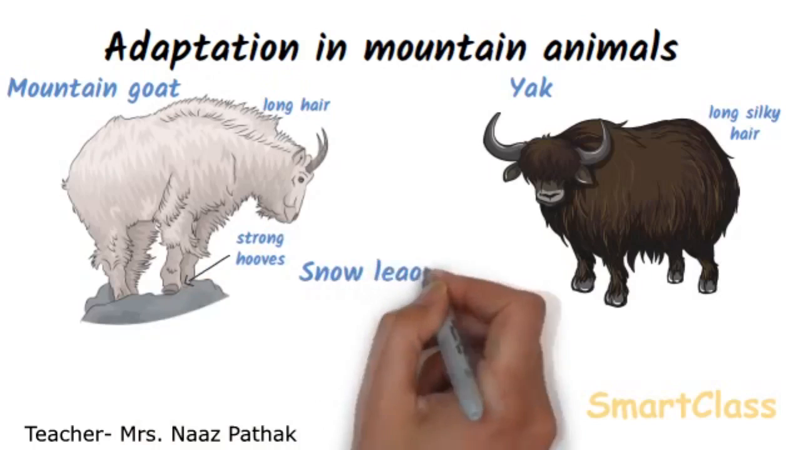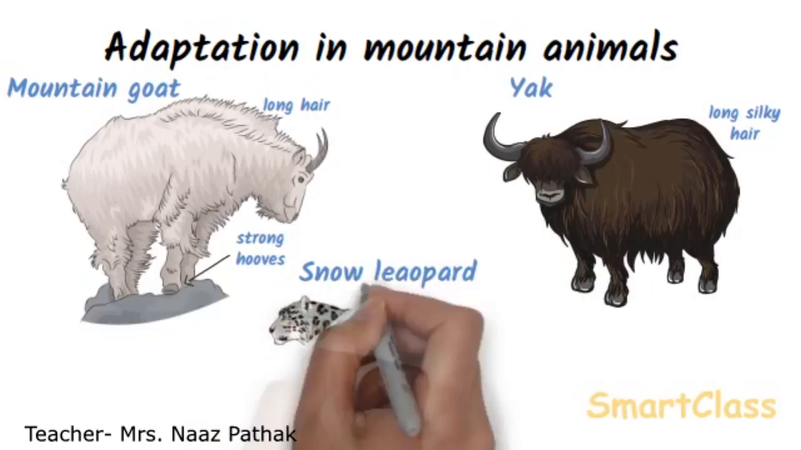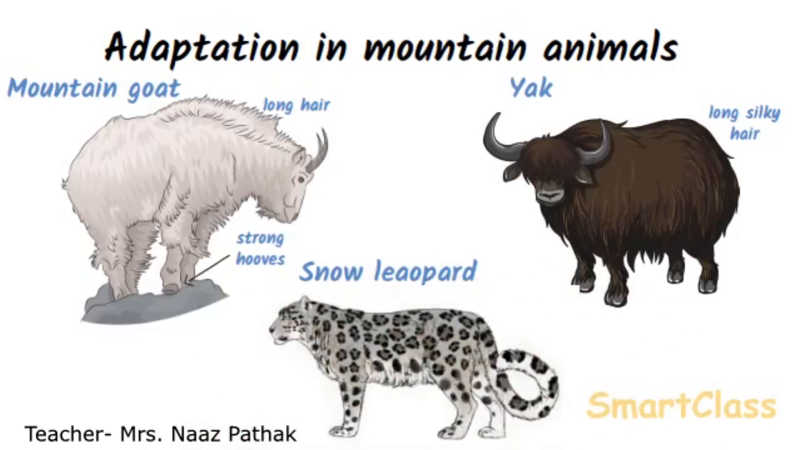Adaptation in snow leopard. The snow leopard has thick fur on its body. This fur protects the snow leopard from cold and keeps it warm. The snow leopard also has fur on its feet and toes. This protects its feet from cold when it walks on snow.